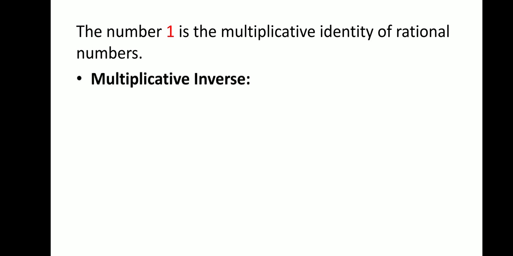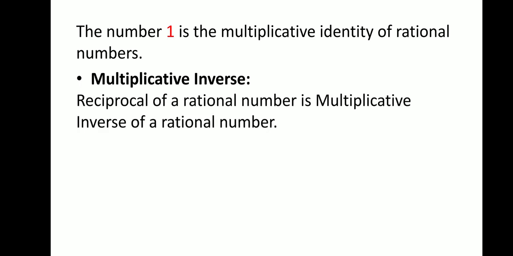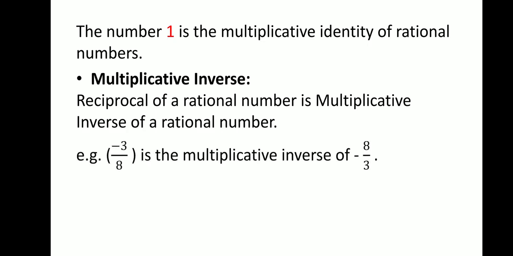Now coming to multiplicative inverse. So what do we mean by multiplicative inverse? The reciprocal of a rational number is the multiplicative inverse of that rational number. So if I need to find the multiplicative inverse of a rational number, I take the reciprocal of that rational number, and that will give the multiplicative inverse. For example, minus 3 by 8 is the multiplicative inverse of minus 8 over 3. So if the number is minus 8 over 3, I just need to take the reciprocal of this rational number, so it will be minus 3 over 8.